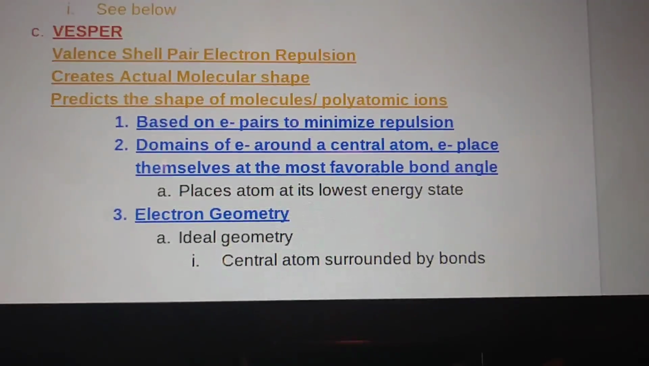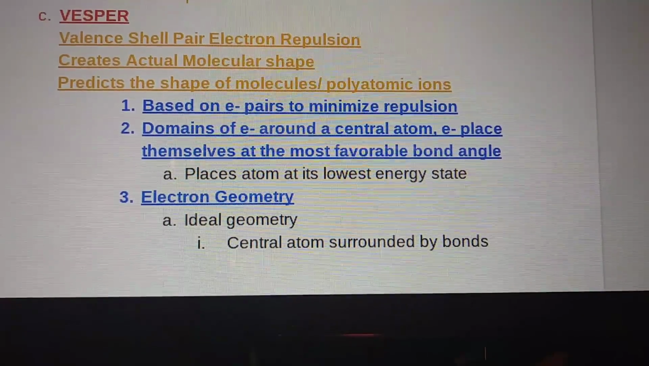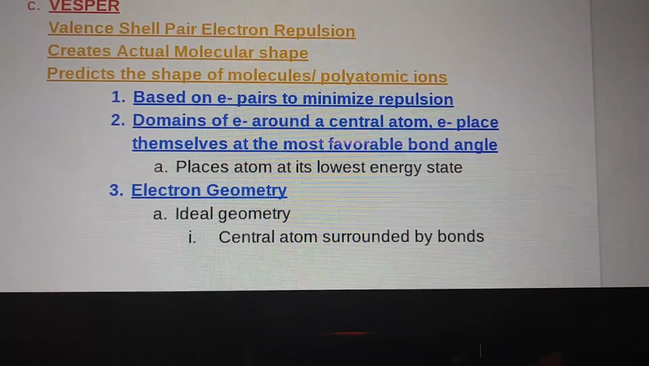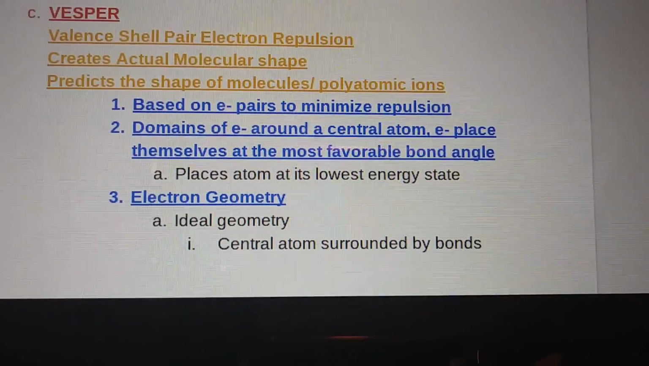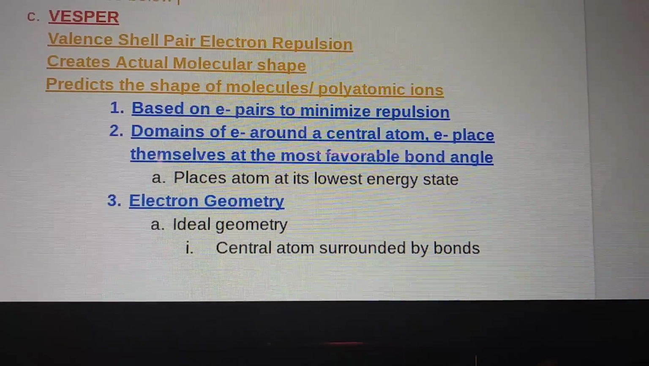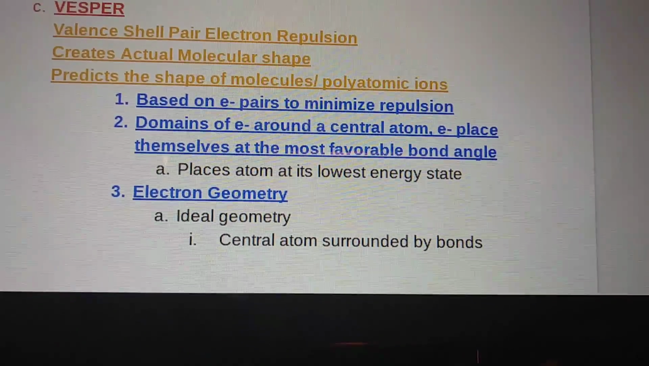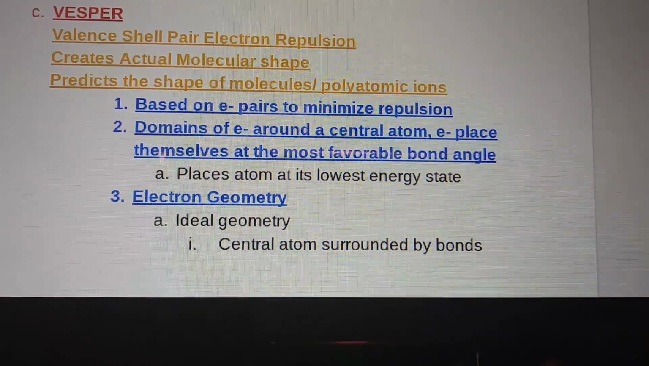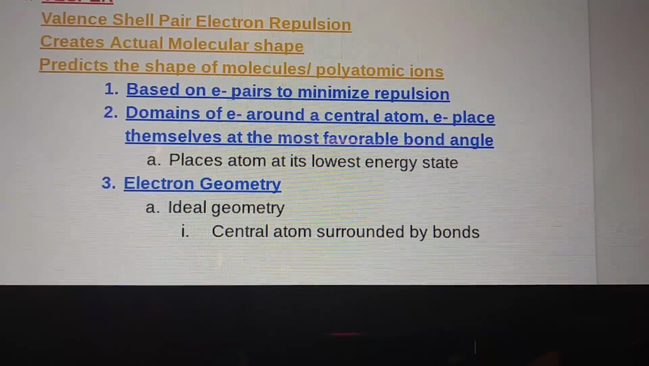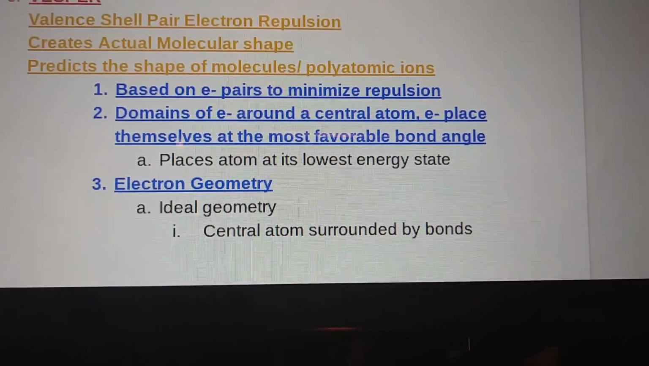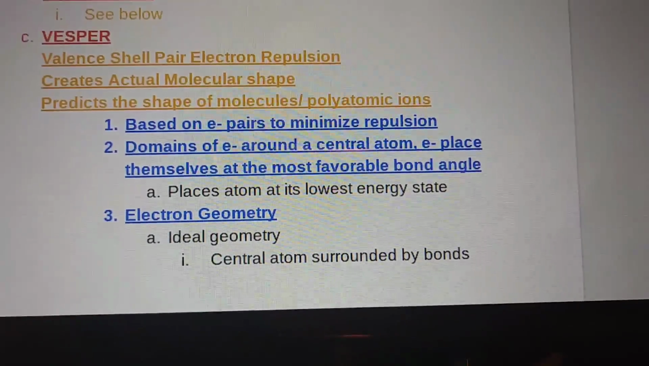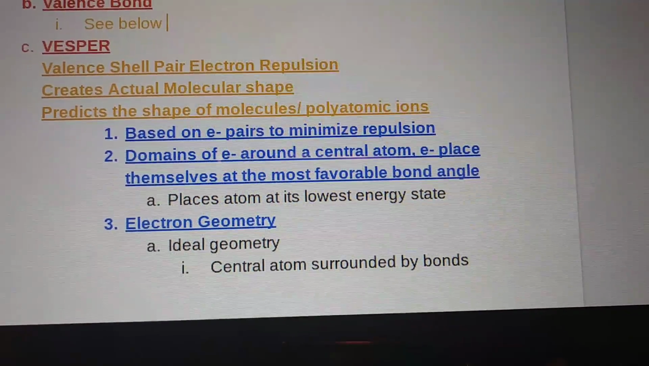So VSEPR is valence shell electron pair repulsion, and this actually creates a molecular shape and predicts the shape of molecules in polyatomic ions, and it's all based on electrons minimizing the repulsion. And the domains of the electrons around a central atom place themselves in the most favorable bond angle, which is actually at its lowest energy state. So the energy states, remember, is like 1s, 3s, 3p, 4s, 4d, all that stuff. That's a whole other section.